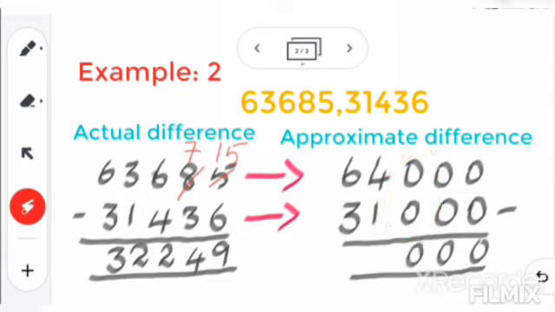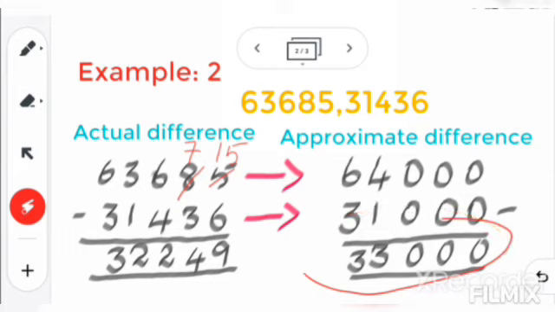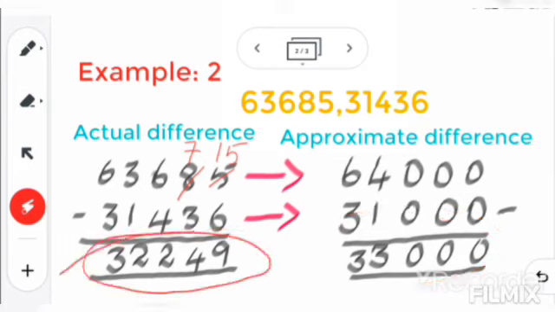Again in thousands place we have 4 and 1. So 4 minus 1, it will be 3. Next we have in 10,000s place 6 minus 3. 6 minus 3, it will be 3. Okay, so now the approximate difference is 33,000. Actual difference is 32,249. Approximate difference is 33,000. Okay, so this is the answer. Actual and approximate difference. Next one.